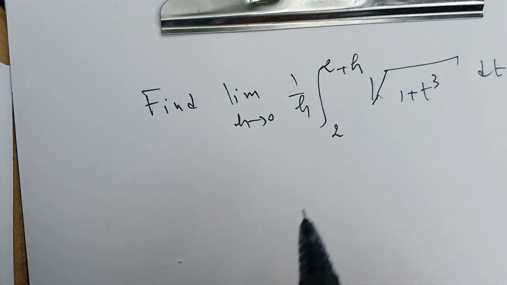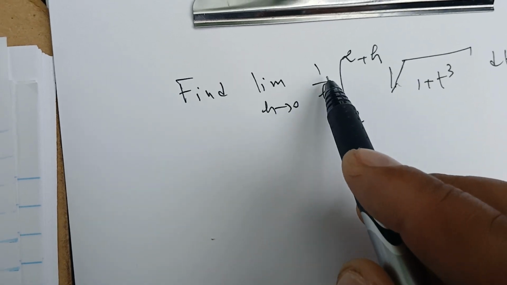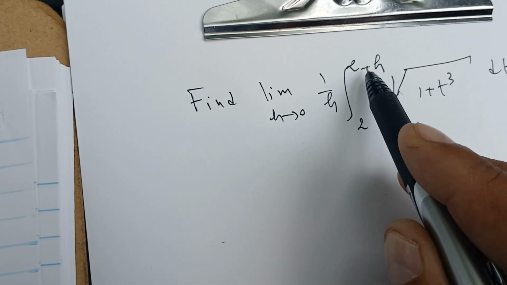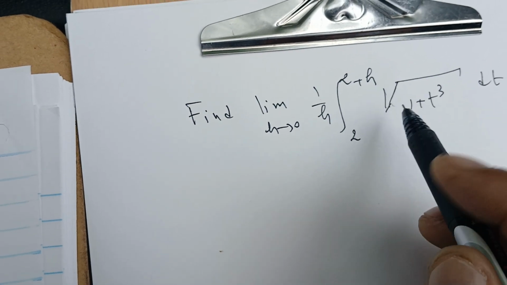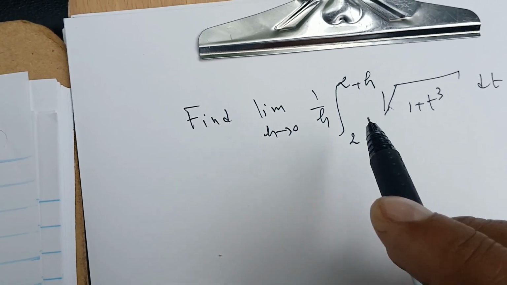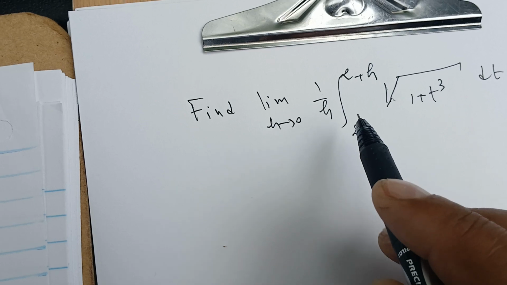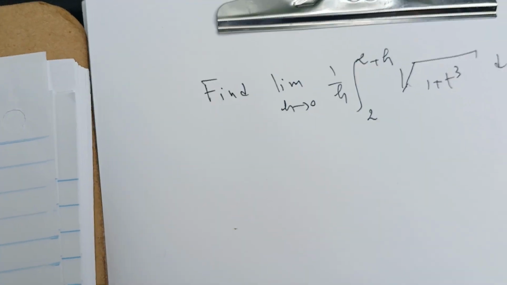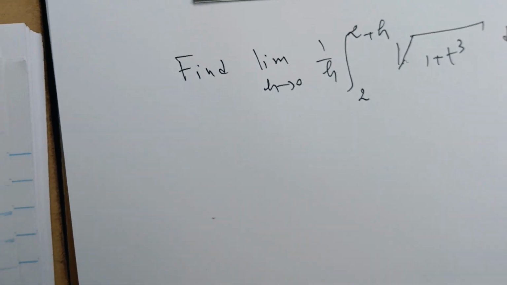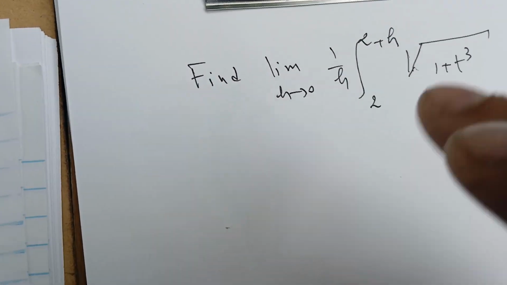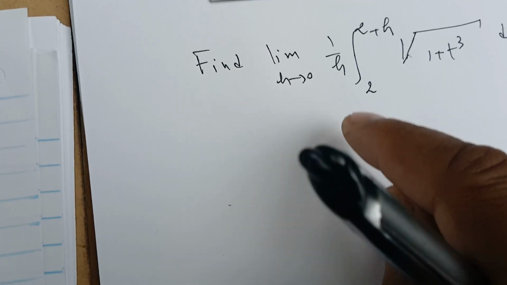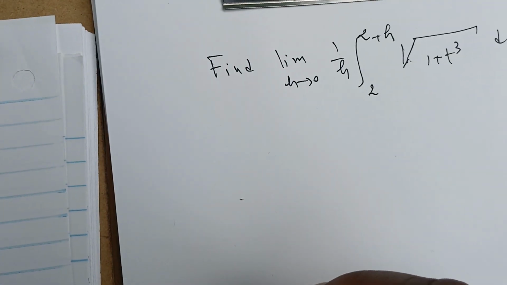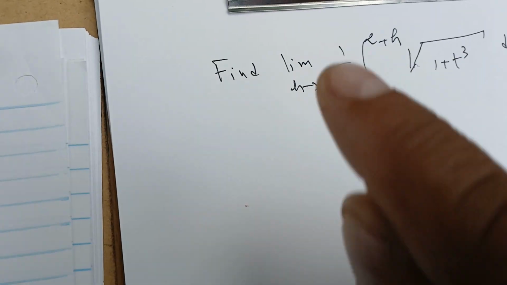Okay, we want to find the following limit: 1 over h, the integral between 2 and 2 plus h of the square root of 1 plus t cubed dt. So this is a limit, but it looks like a ratio. Before this, this is an integral, and we want to find the limit. That means derivatives. It looks like a derivative. We have to write it like a derivative.